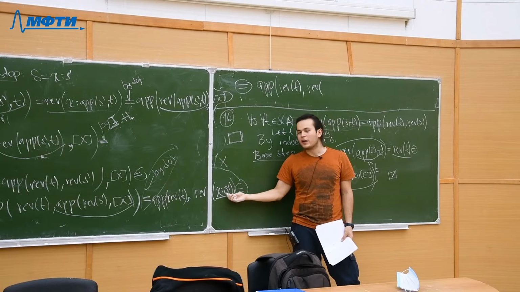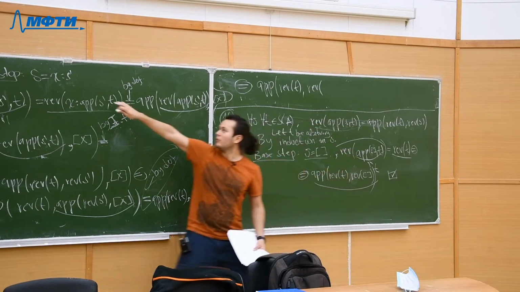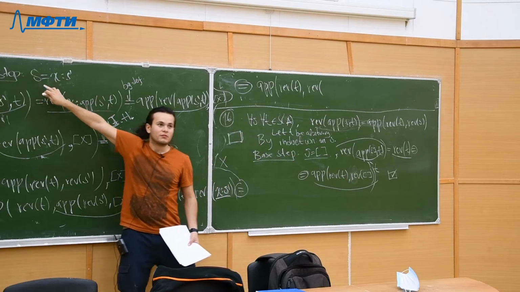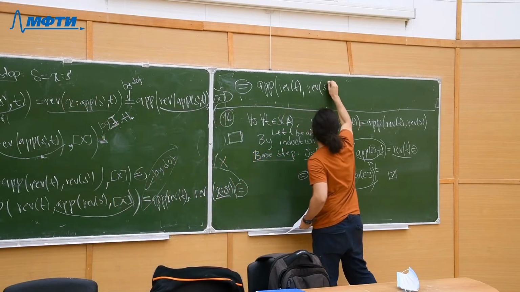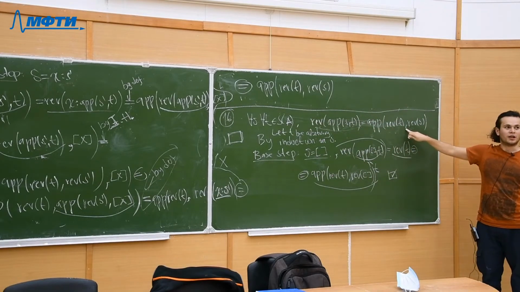X column s prime, and this is equal to s, right? So this is s. X column s prime is s. So the reverse of s. So we are done, right?